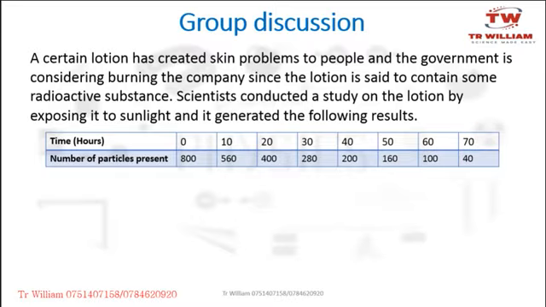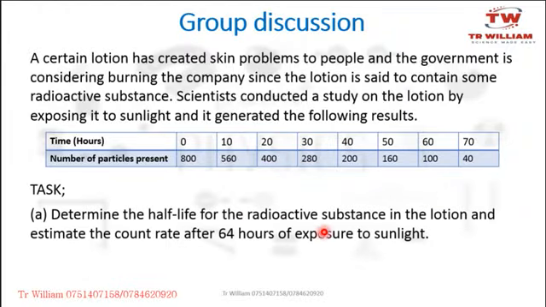And these were the results: when time was 0, the number of particles present was 800. After 10 hours, it is 560. After 20 hours, 400. After 30, 280, 40, 250, 160. 60 hours, 100 particles. 70 hours, 40 particles. The task now is to determine the half-life of the radioactive substance in the lotion and estimate the count rate after 64 hours of exposure to sunlight.